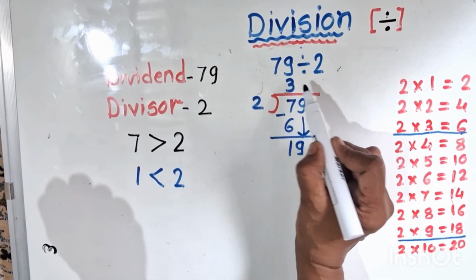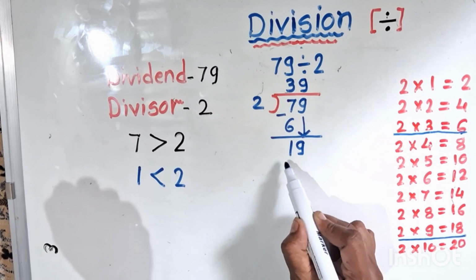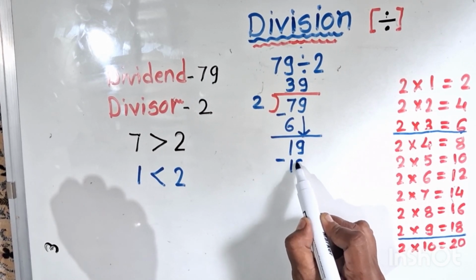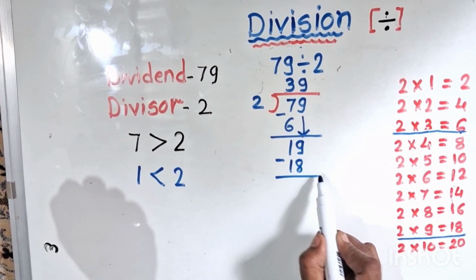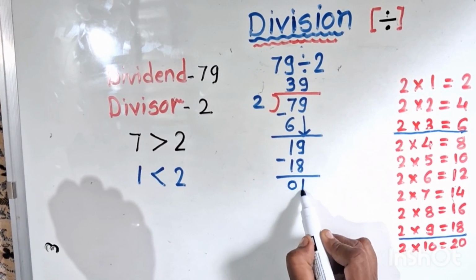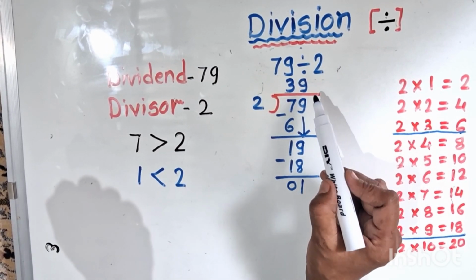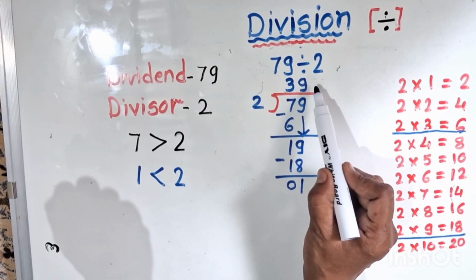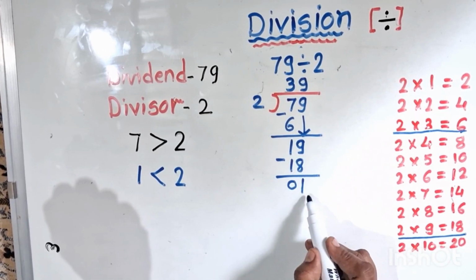Then how will we write it? See, 2 nines are 18. Subtract that 18 from 19. 19 minus 18, our remainder is 1. See, this is our quotient and this is our remainder.